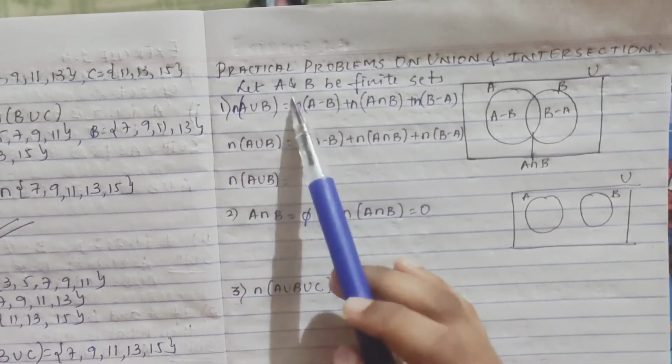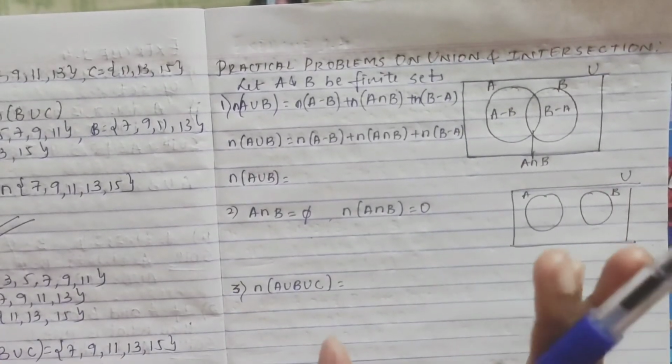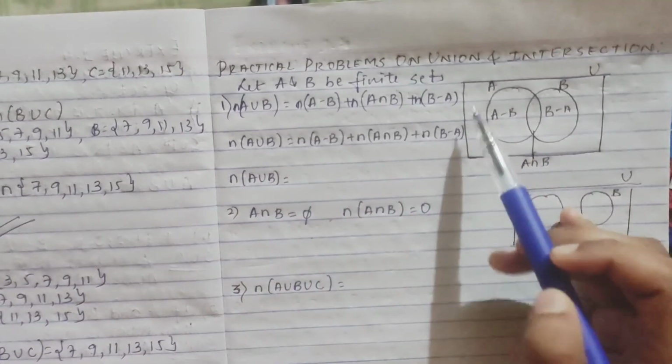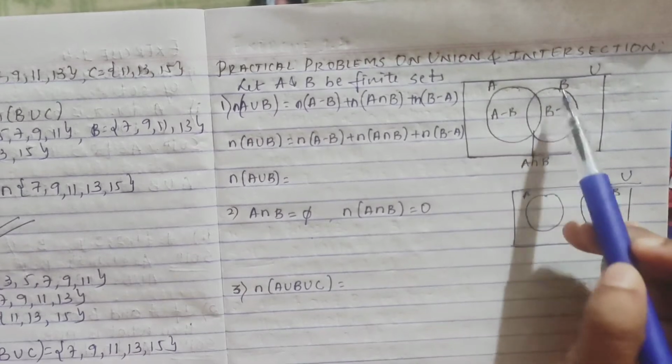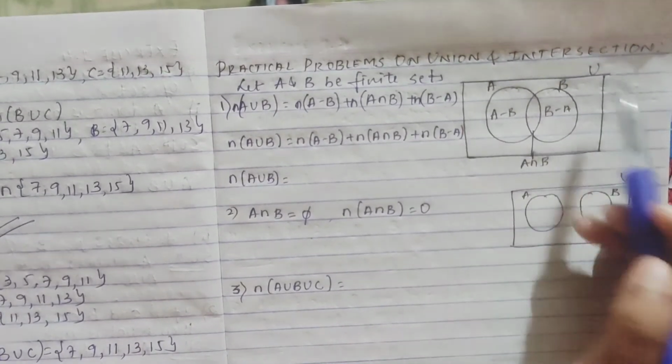Here, let A and B be finite sets. Finite means what? Sets which have countable terms. We call them finite sets. So I have taken a Venn diagram. A minus B is there, B minus A. This term is what? A intersection B, right? The whole A union B you have to find.